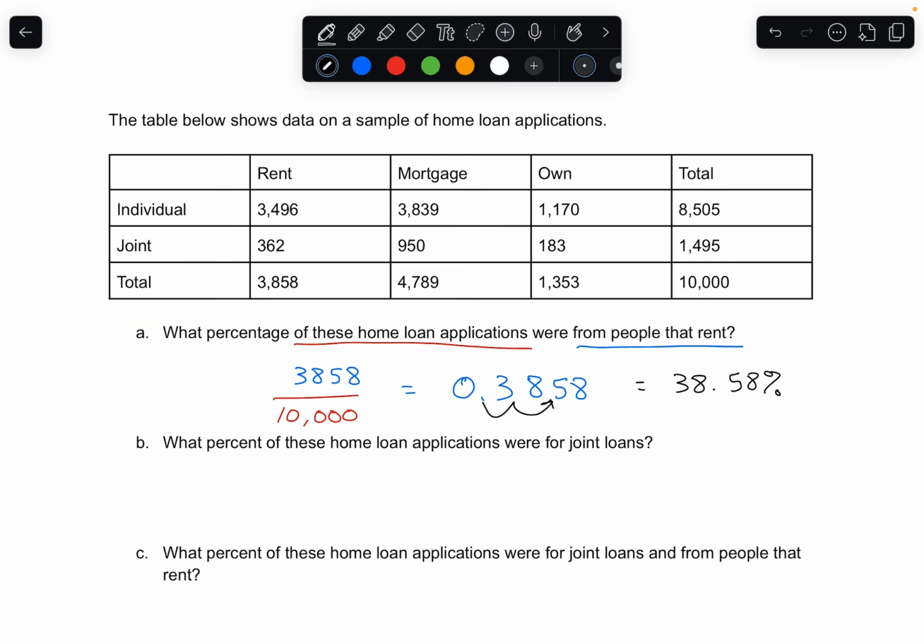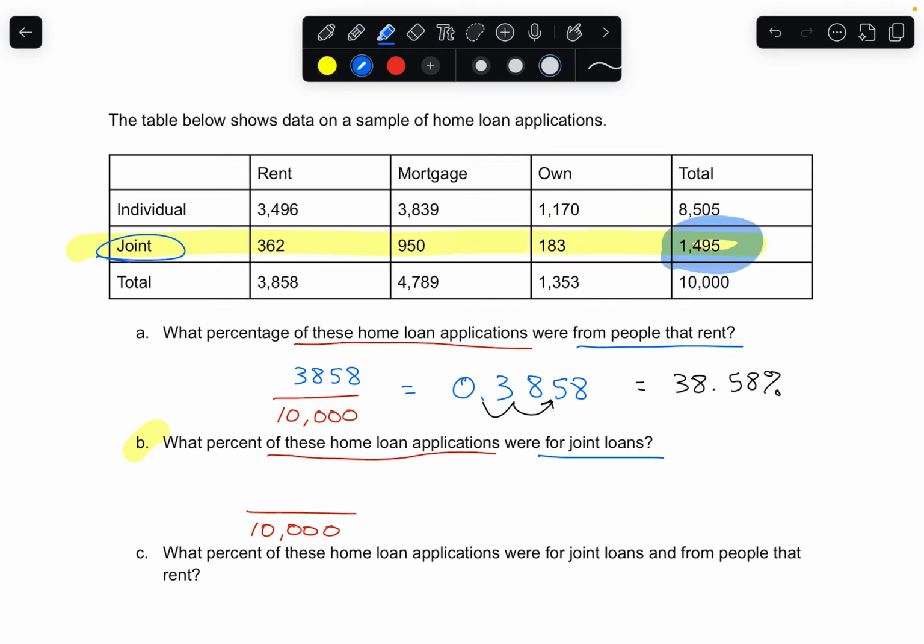Continuing on, if I look at part B right here, it says what percent of these home loan applications were for joint loans. Again, we're looking at the percent of these home loan applications. So again, that means that I'm choosing from the total number in my sample, which is that 10,000. So out of the 10,000 total loans that I have within my sample, how many of them were for joint loans? So I'm going to look at the total number of joint loans, which if I look all the way over here, the total number of joint loans should be 1,495.